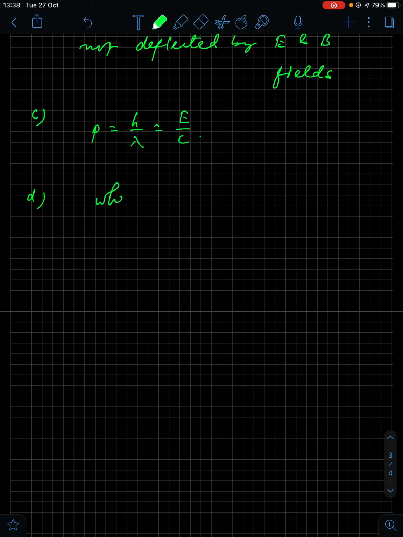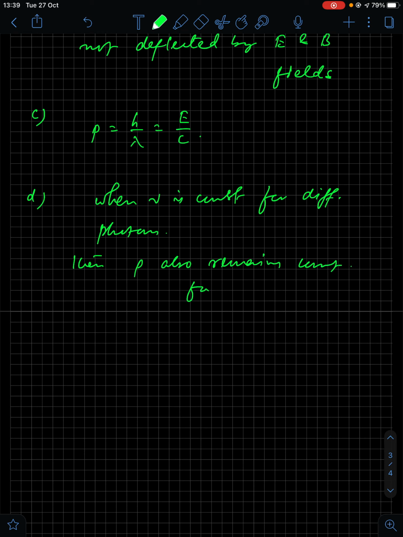Okay, so when nu is constant for different photons, then P also remains constant for them. We can write that.